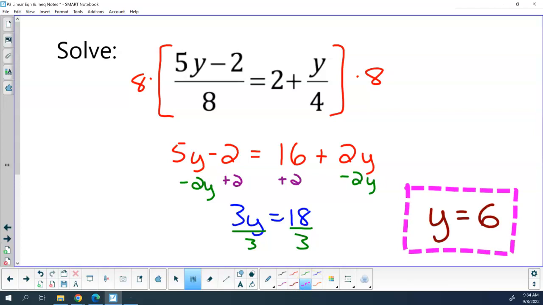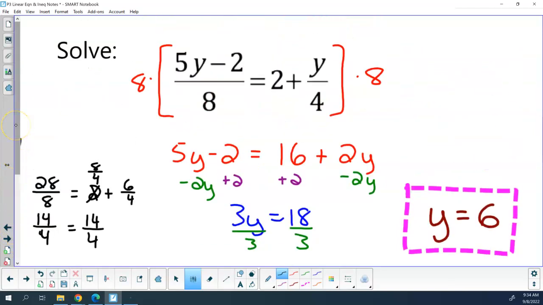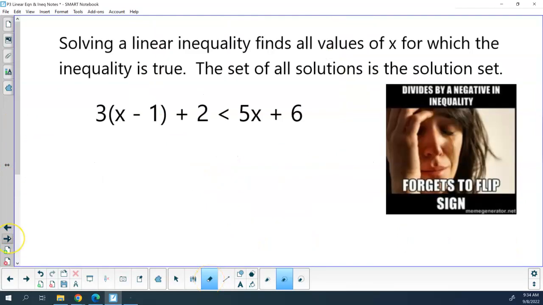30 minus 2 is 28. 28 eighths on that side. 2 plus 6 fourths. So that's in fourths already, so I could just divide this by 2 and I get 14 fourths. This becomes 8 fourths, and that gets me 14 fourths. Love it. Erase that one. All right, here we go.